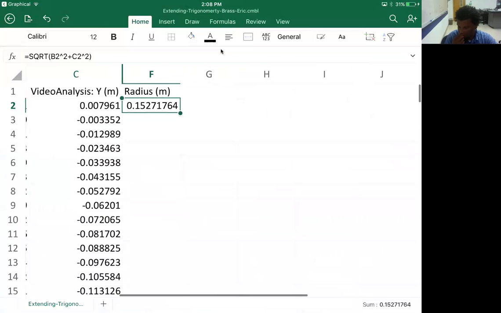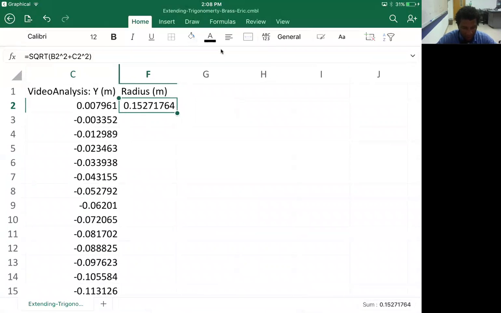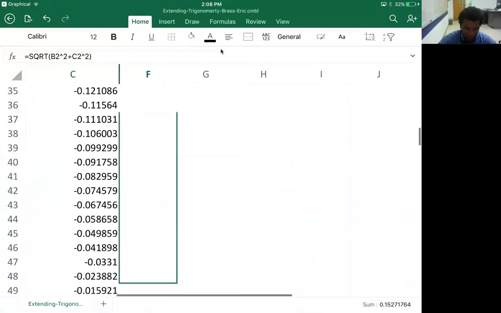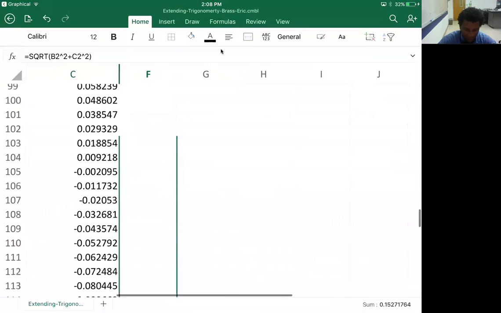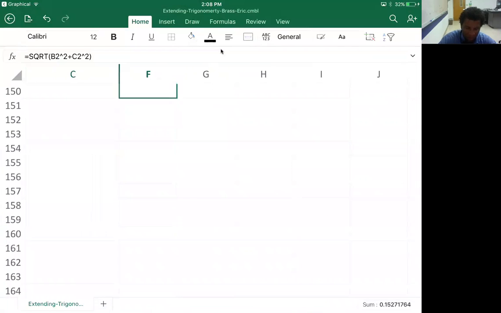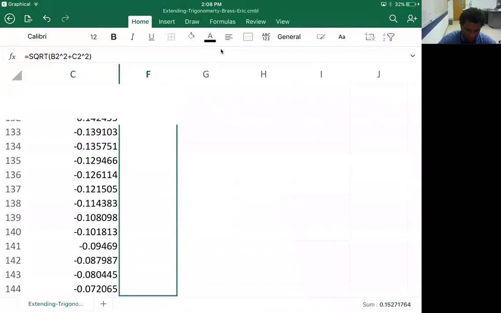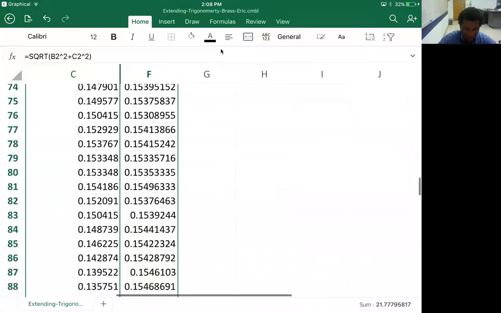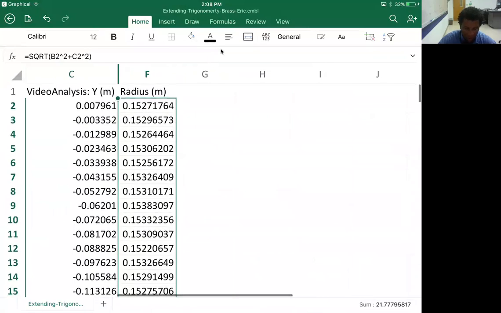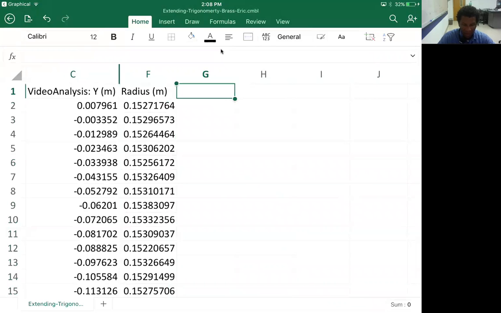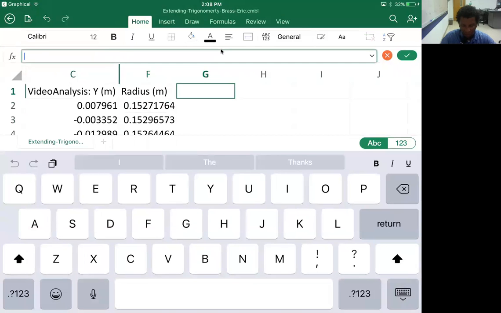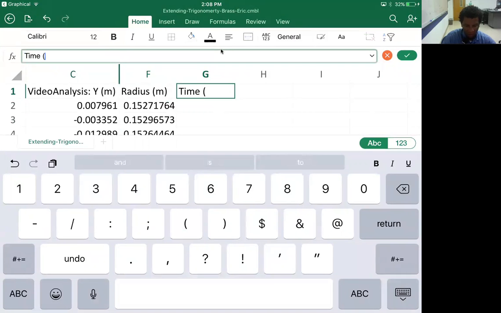So we have our radius there, and let's just go ahead and fill all the way down so as to calculate the radius for all of our points. They all should be close to 15, as they are. The next column is going to be time, and this is going to be in units of seconds.